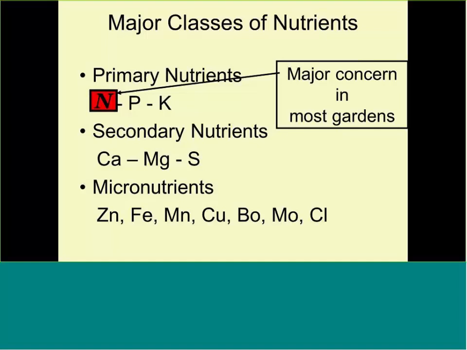So it's very water soluble, and it is for the green tissue or leaves. If you're growing anything that you would call leaf, like greens, N is your concern. You want N.